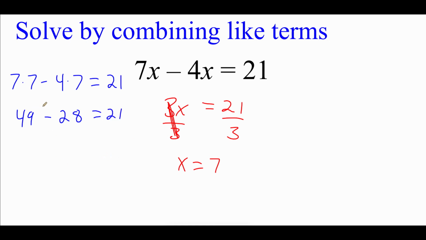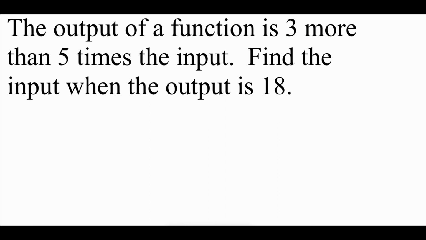Well, on the left-hand side, when we do that subtraction, 49 minus 28 is 21. So we get ourselves a matching set of numbers, which does confirm that our x value is 7. Now, you also might run into some problems where you have to do a little translating first. So here we're given a verbal phrase that we want to take and turn into an equation, and then we're also given some information that we're going to go through and solve.